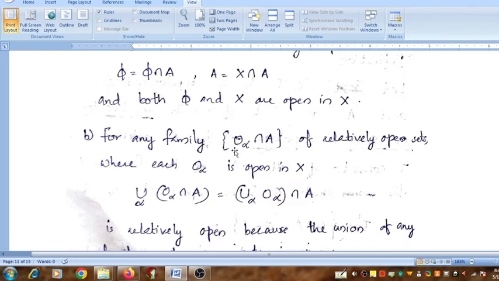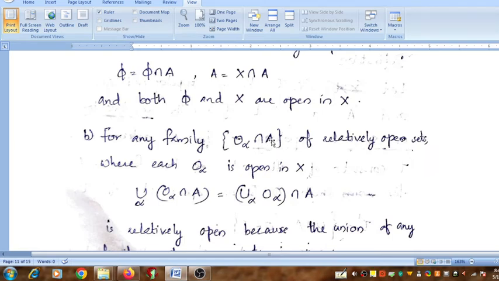The first element will be O1 intersection A. That's a mistake in what I explained, and it must be corrected: the first element chosen is O1 intersection A. Then the next element is O2 intersection A, and the third element is O3 intersection A. Likewise, we are choosing alpha after alpha. At the alpha stage, we are choosing O alpha intersection A, and that selection may not be finite.